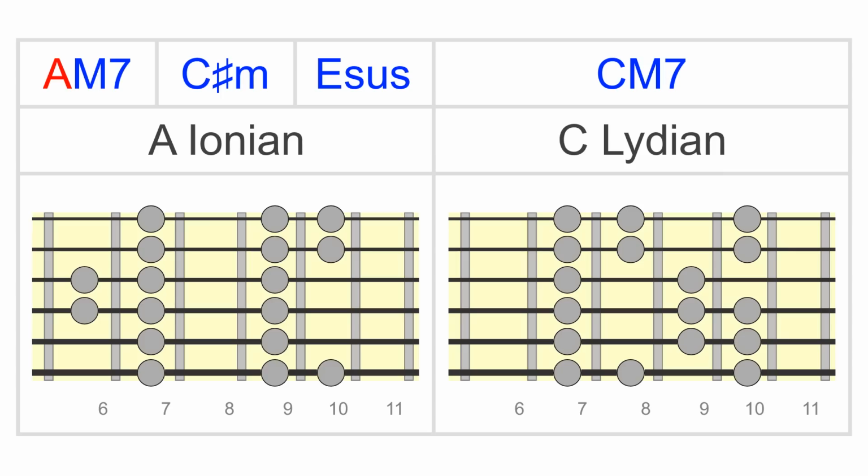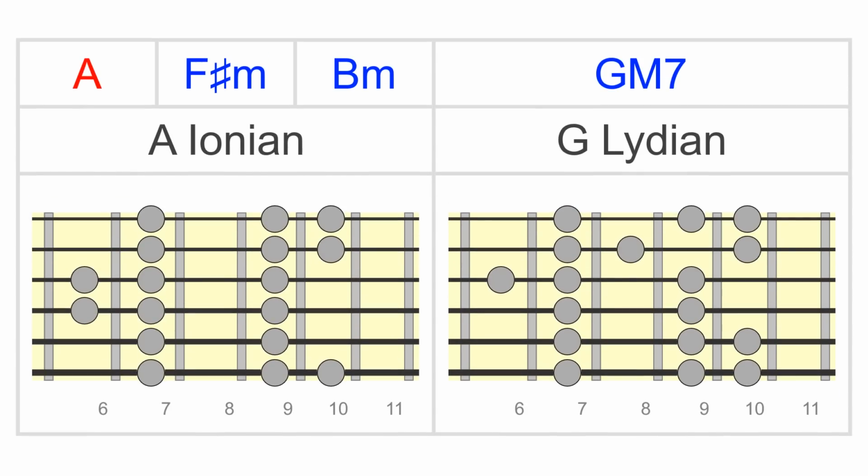To keep things simple, I'm using a box pattern for each scale around the same neck position. Shortly, we'll learn how to play Lydian over the entire neck, using a familiar pattern. Again, in the key of A major, changing from A Ionian to G Lydian over G major 7. Here I'm using a different box based on G Lydian's pattern.